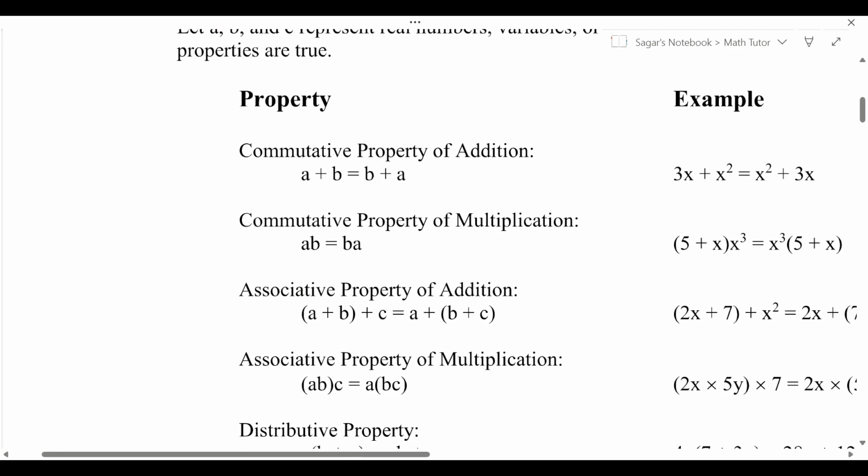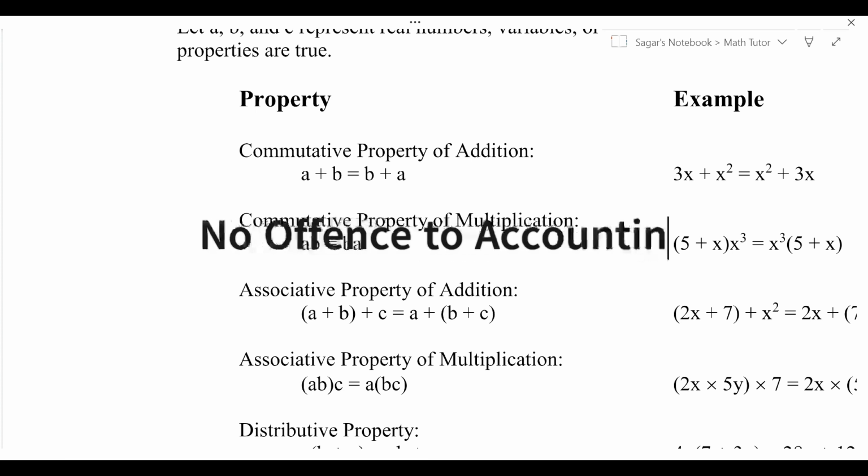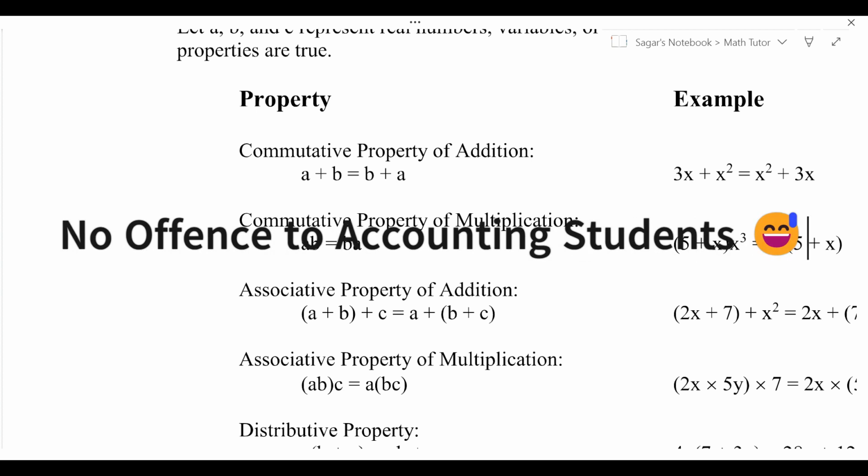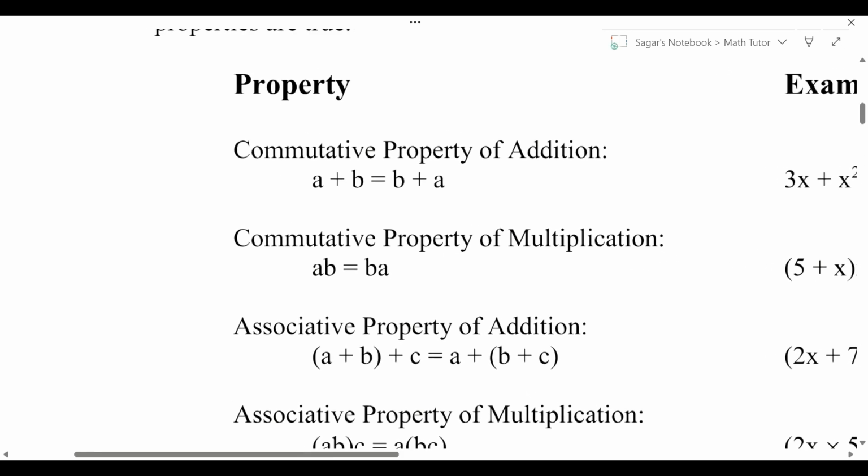I think it's used in accounting, right? Where you have to balance that balance sheet and that nonsense. But let us continue with mathematics here.